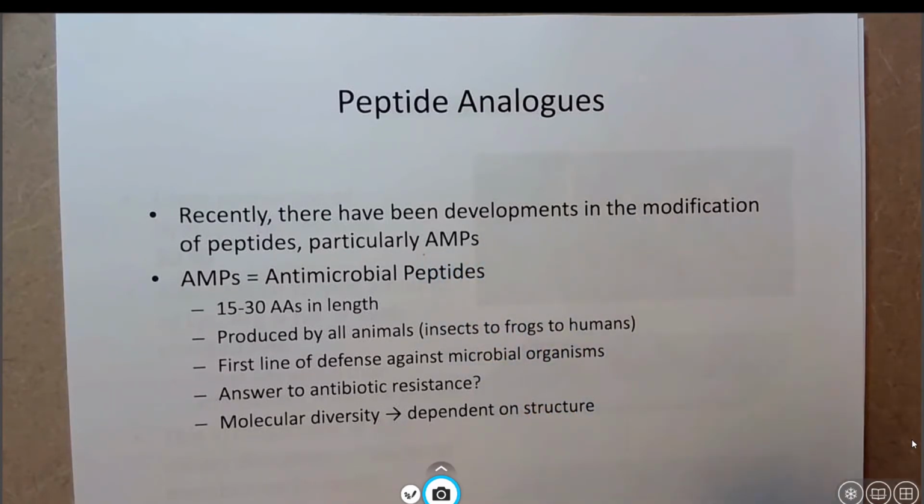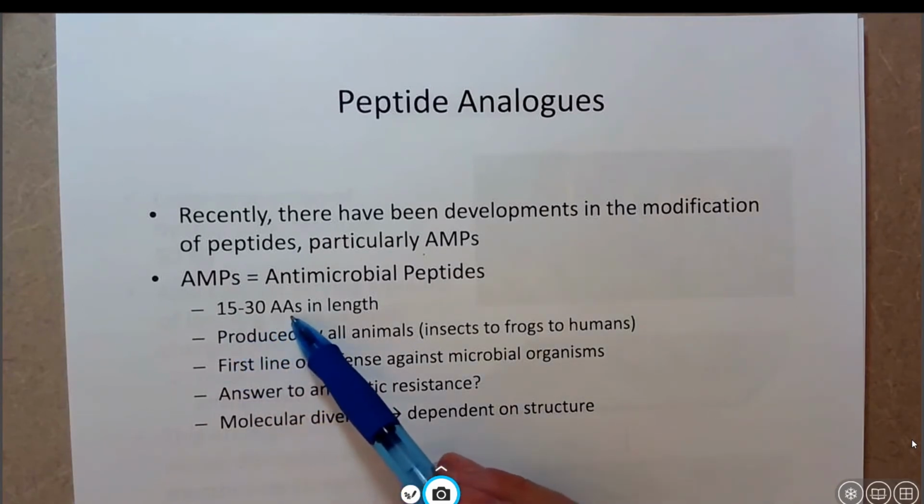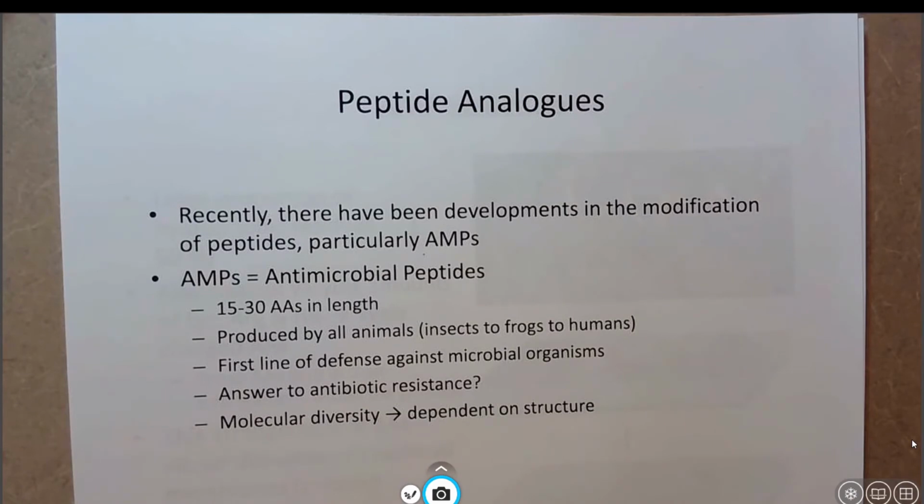So what are antimicrobial peptides? They are peptides that are 15 to 30 amino acids in length, so not too long. It's certainly something you could make in the lab, but these are actually produced naturally by all animals. We make them, insects, frogs, even unicellular eukaryotic organisms will make these. And often it's a first line of defense against microbial organisms.